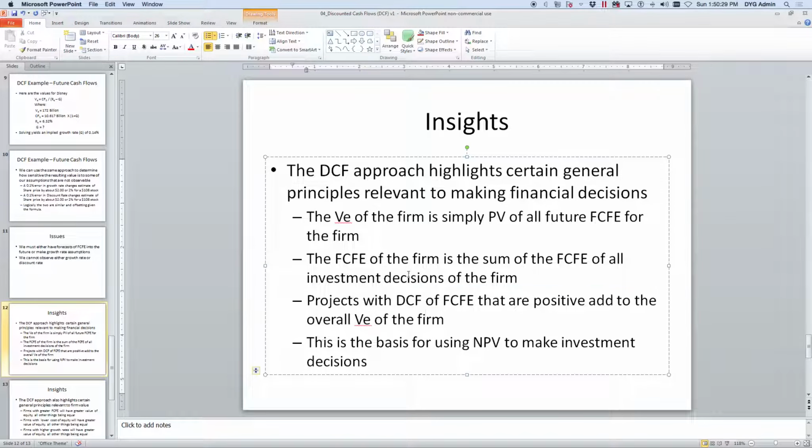And in fact, that insight is what has led to the net present value approach that we use in making investment decisions. So it's a nice insight, and this is the way financial theory works: you start with basic principles, and then from that you can get to different approaches that don't have to take you all the way back to something like free cash flows.